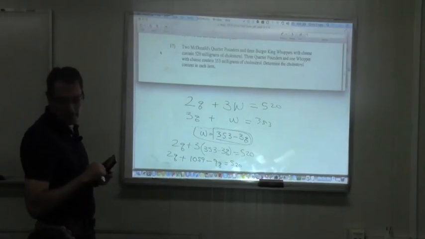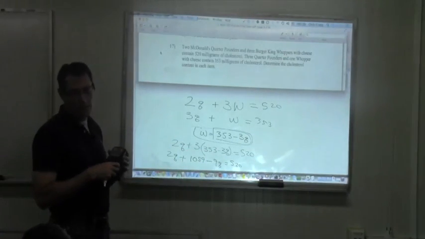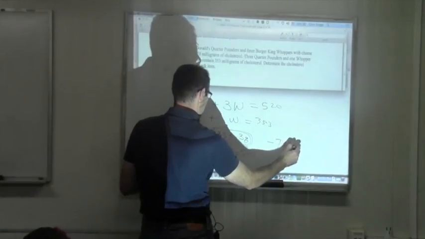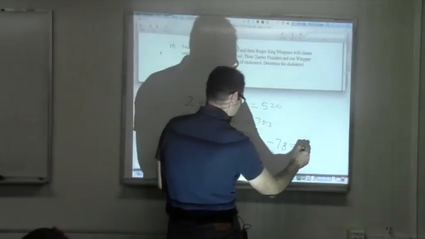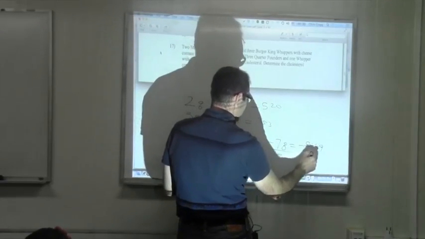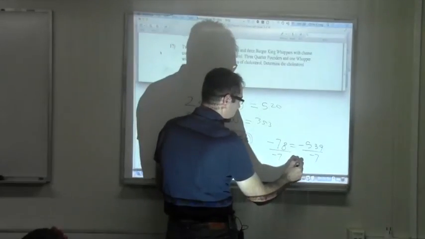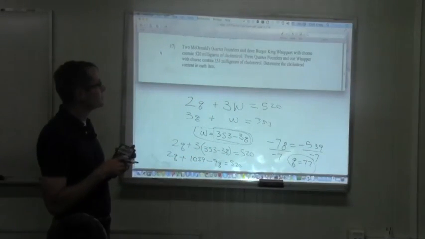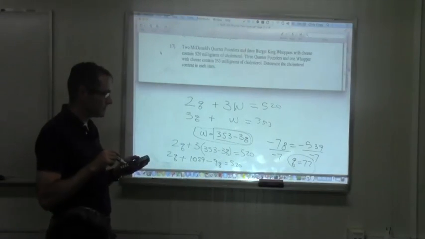Distribute the 3 through both of these. And then this would be negative 7Q equals 520 minus 1,059, negative 539. Divide both by negative 7. And you get 77. Q equals 77. So a quarter pounder has 77 milligrams of cholesterol. Don't eat too many of them if you can help it.